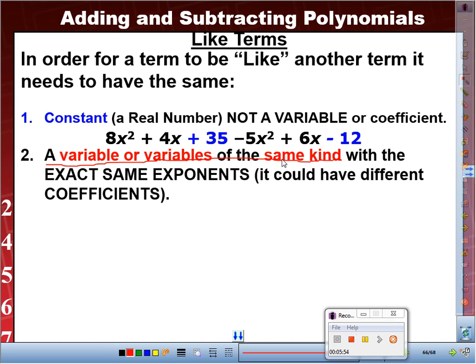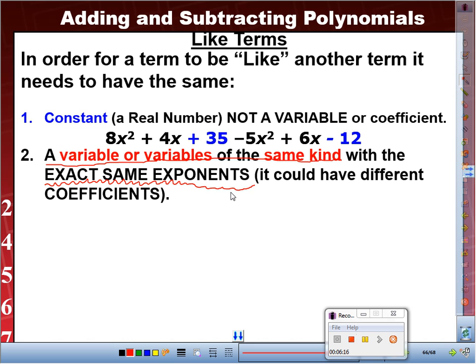A variable or variables of the same kind, check this out. This is the most important part. Yes, they have to be the same variable. Focus, please. They have to be the same variable, but also, this is important, look up, they need to have the exact same exponents in order for it to be a like term.